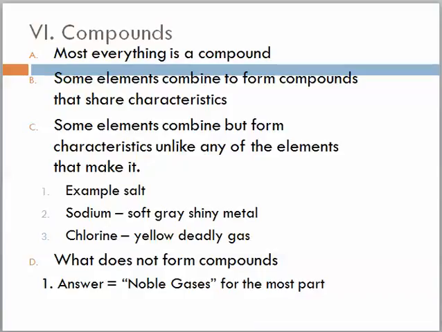Some elements combine to form compounds that share characteristics. Some elements combine to form characteristics unlike any of the elements that make it. An example, salt. It's sodium and chlorine. The sodium is soft, gray, and it's a shiny metal. Chlorine is yellow, deadly gas.